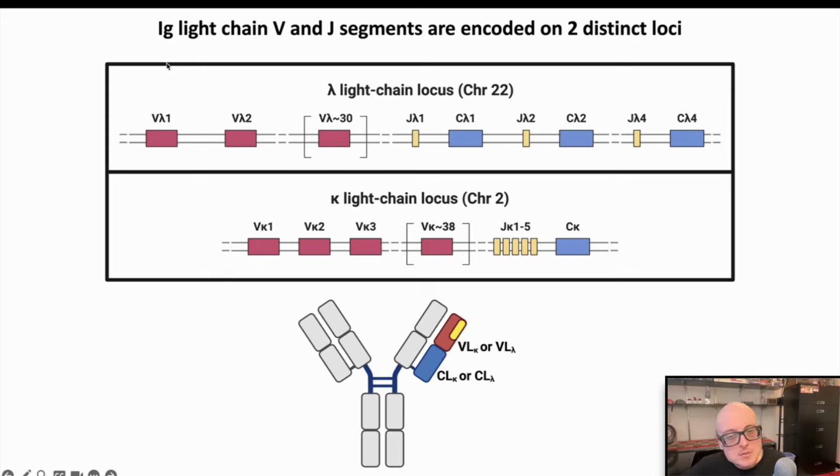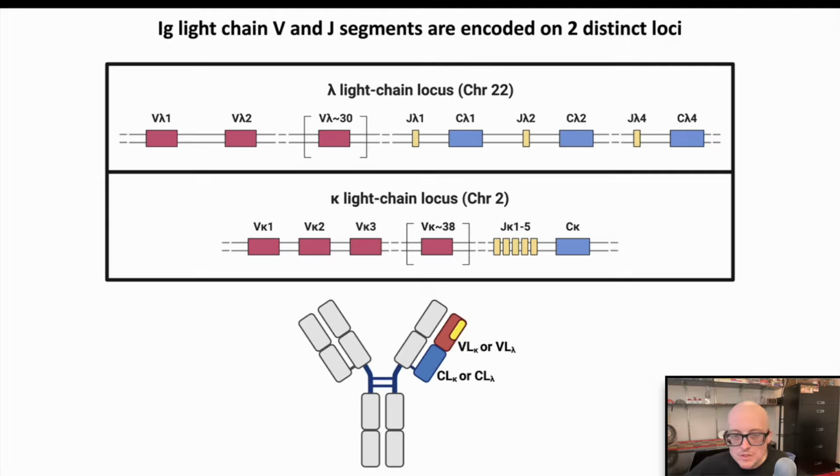In the kappa locus, we can follow a similar logic. Most humans have around 38 V segments in the kappa locus and about 5 J segments. And again, you could multiply 38 times 5 to get the number of combinatorial possibilities here. So now we're up in the hundreds, right, of possible unique light chains that we could generate from a much smaller number of V and J segments. So this is how we put together a light chain for an immunoglobulin.